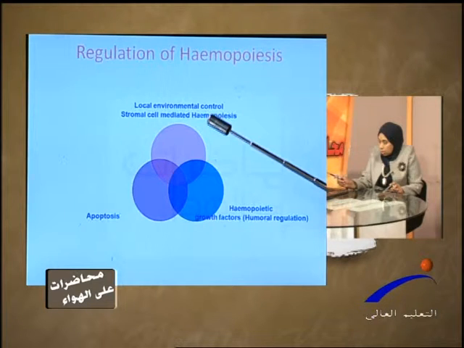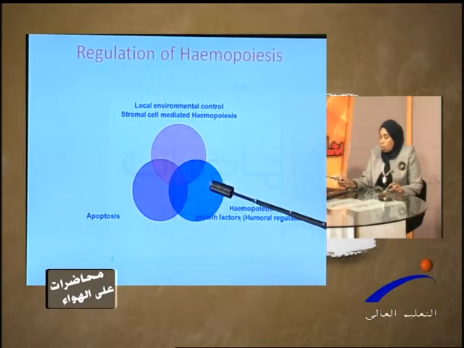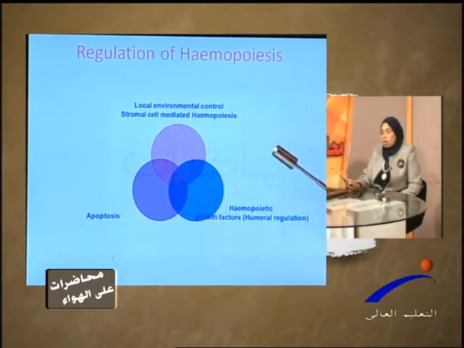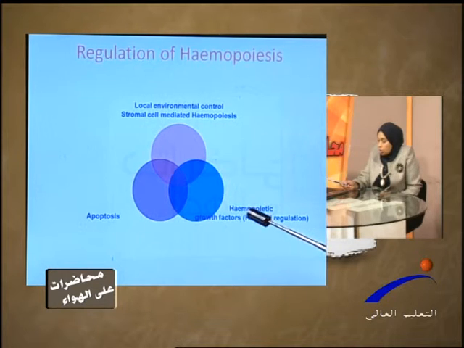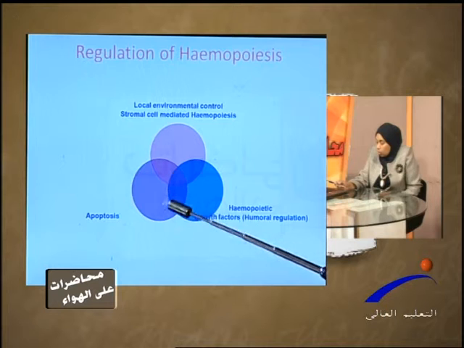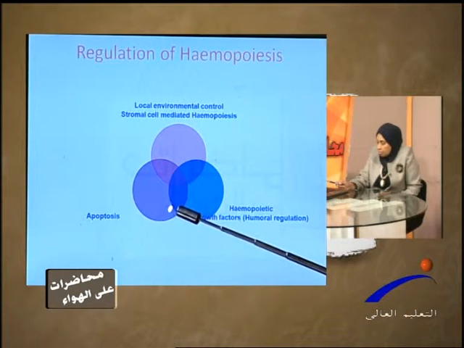Environmental control, which is stromal cell mediated hematopoiesis control from the bone marrow environment, or the gene control of apoptosis. Apoptosis is a condition known as programmed cell death. Or growth factor, which is humoral regulation that regulates hematopoiesis. Any disturbance of any of these three components can lead to a disease.